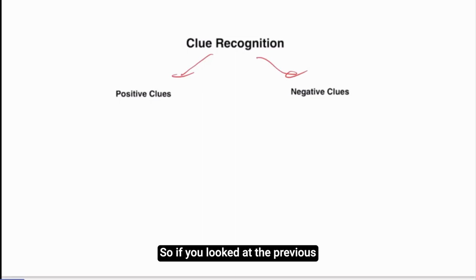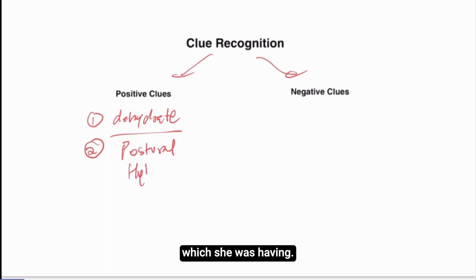So if you looked at the previous question, what were some of the clues they were giving us? Positive clues could be she is dehydrated. That's a clue. That's telling me that there is a possibility that one of the answers is more probable than the others. Second clue could be there's postural hypotension, which she was having. So whenever she got up, she got dizzy.